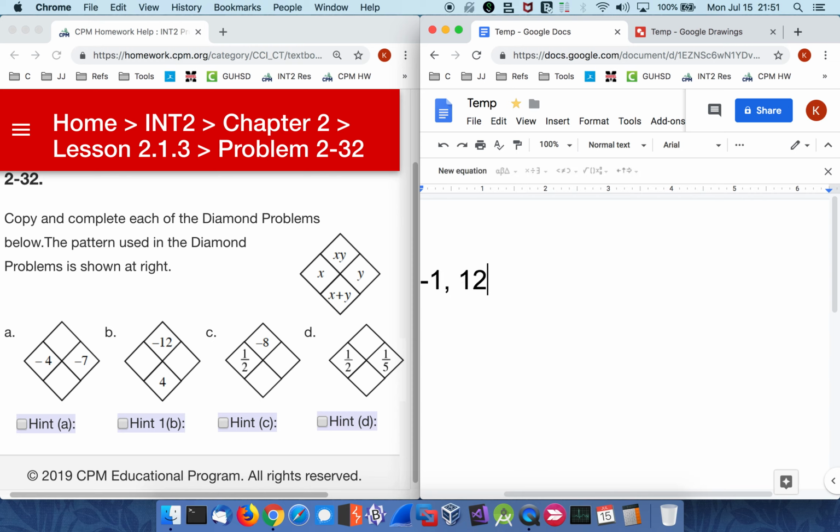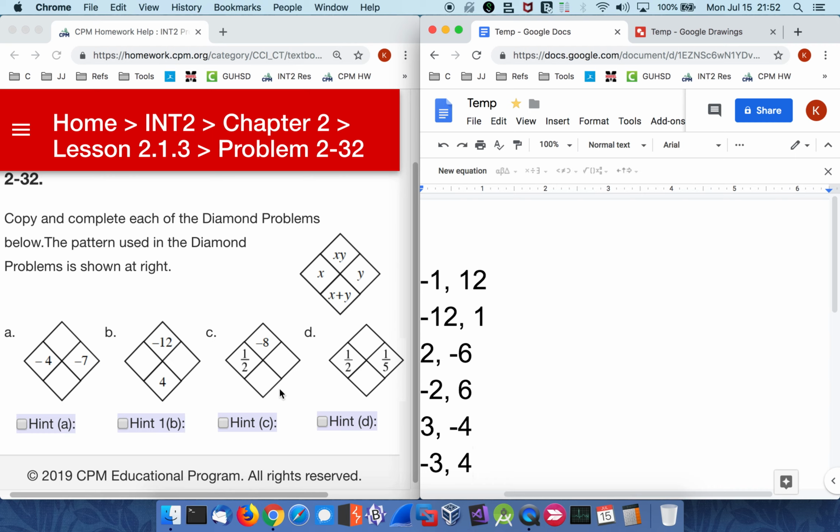I'll just write them out here. So we could have -1 and 12. We could have 12 and -1. We could have 2 and -6, or -6 and 2, and -2 and 6. I messed that one up here. That should be -12 and 1, right? Okay. And then 3 and -4, or -3 and 4, and I think that's it.